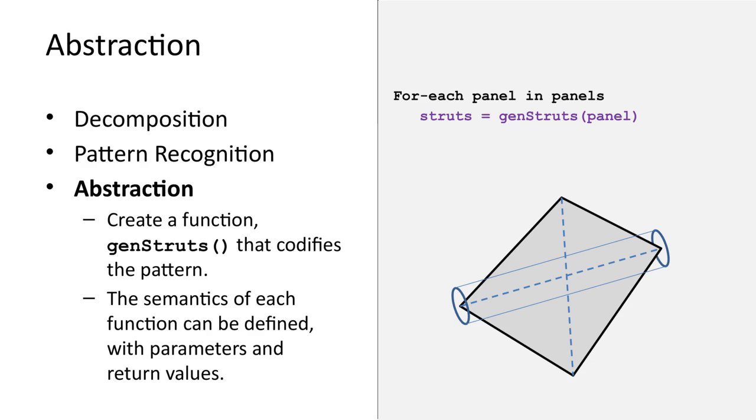We can also give the function and its parameters semantic names related to the modeling task. And we implement the function in a way that has semantic coherence. For example, the struts are generated with a structural logic, where the diameter is proportional to the length.